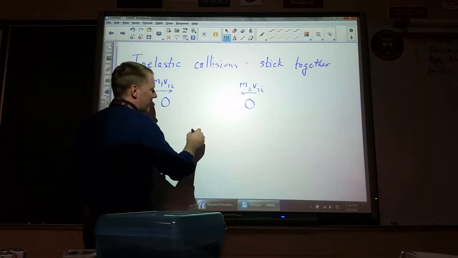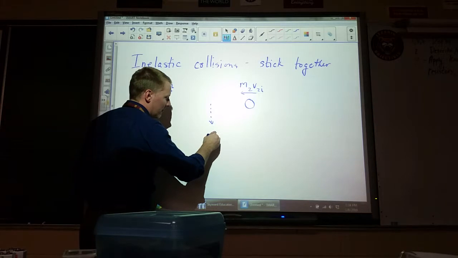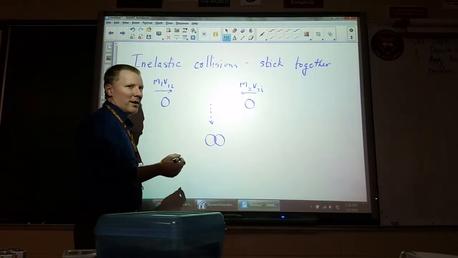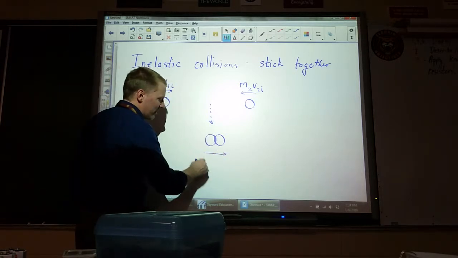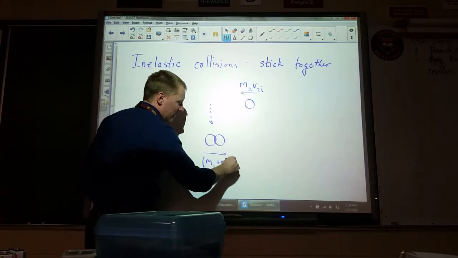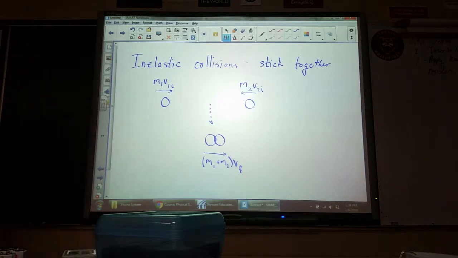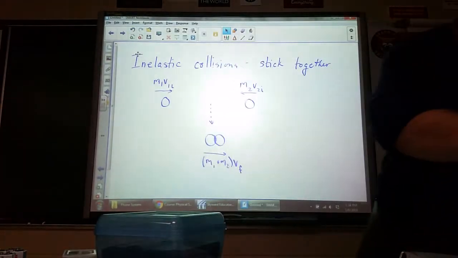And then after they collide, they're going to move off in some direction and have a combined momentum of the sum of the masses times that final velocity, whatever it is. Okay, so this was the case where you had the two carts coming together and sticking, and all of them behaved more or less in a similar fashion.